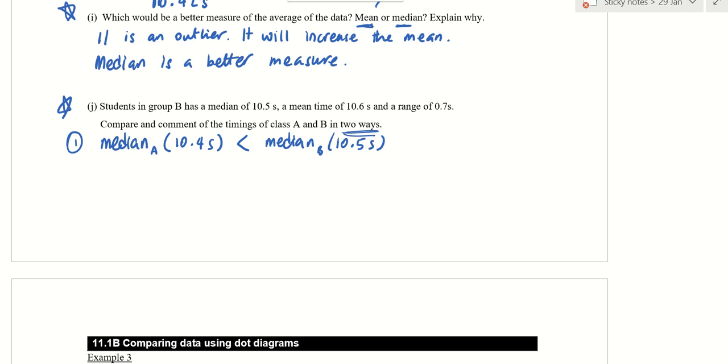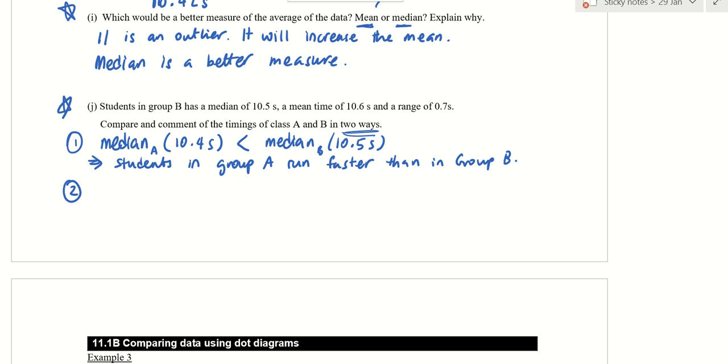Then you must state the conclusion. Since the median for A is less than median of B, we say that, therefore, students in group A run faster. We're saying that they are generally faster. Not everybody is faster, but generally, students in group A run faster than in group B. So that was our first conclusion, first method for comparing.